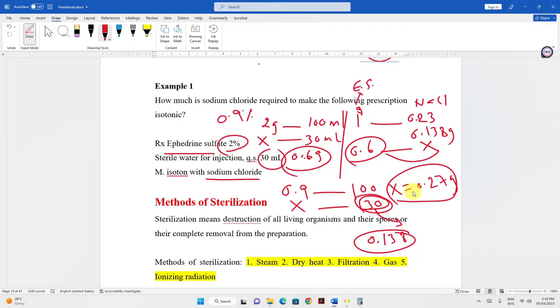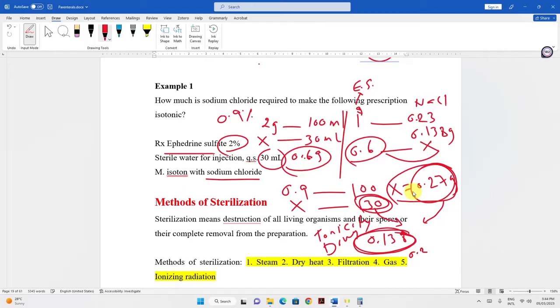But you know that to make it isotonic, sodium chloride should be more. And this is what we want to do. We want to see how much the total sodium chloride tonicity should be. It's this one. And how much is represented by the drug? This is represented by the drug. Tonicity represented by the drug. Okay, it's 0.138. What is the difference? That's what you need to add.